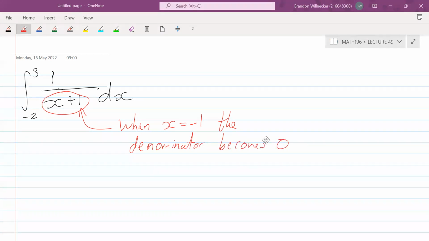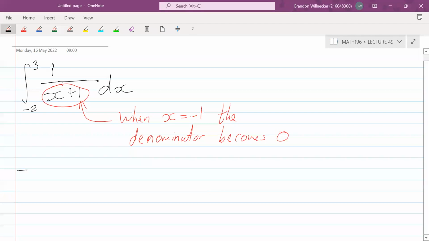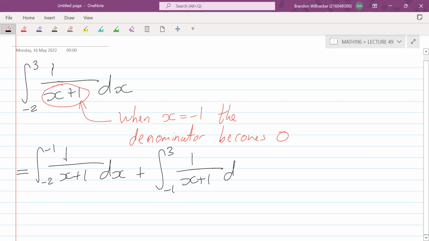Yeah, and we can't divide by 0. So we've got a problem at -1. Okay, so what we need to do is separate this out because we know that -1 is going to be an asymptote. So this is going to be the integral from -2 to -1, 1 over x plus 1 dx, plus the integral from -1 to 3, 1 over x plus 1 dx.